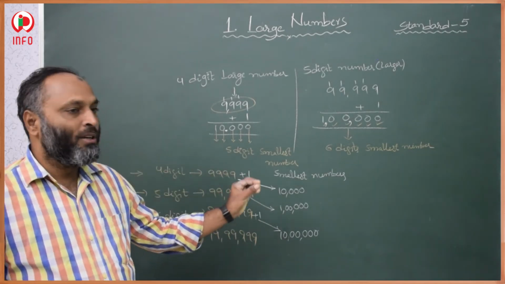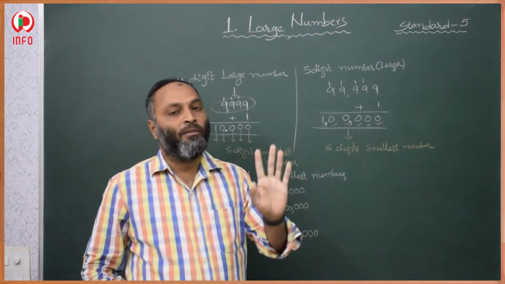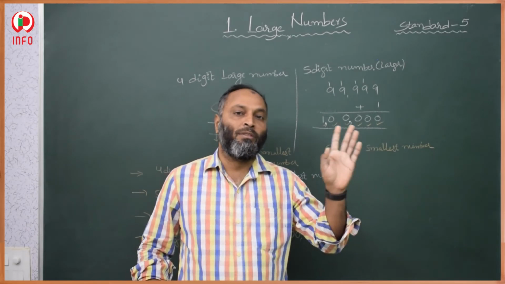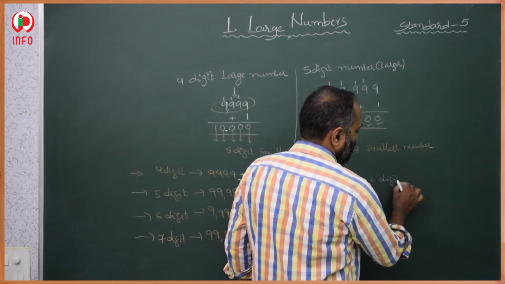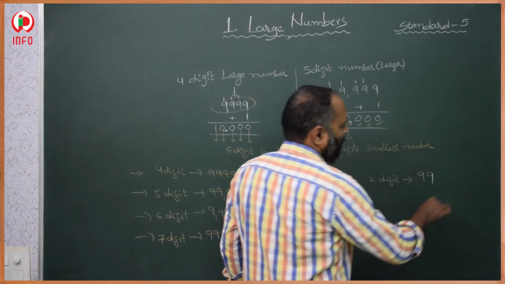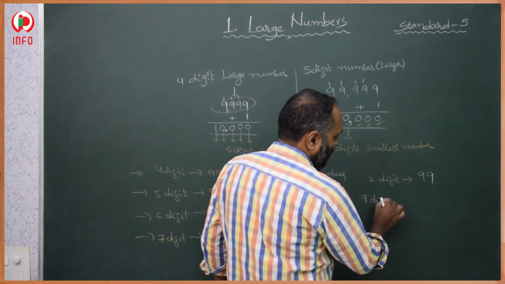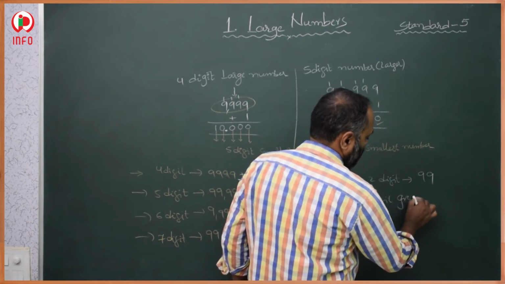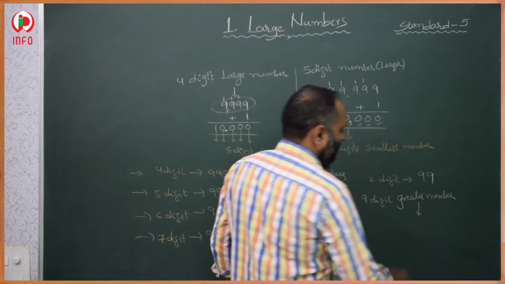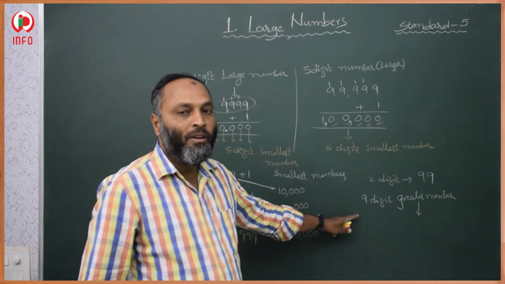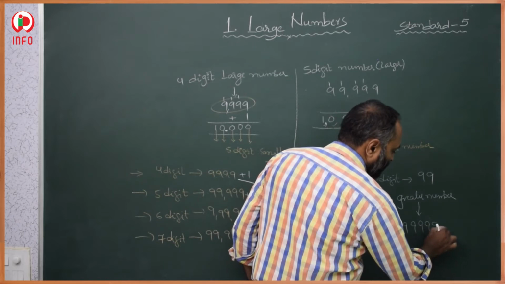So what about the smallest number, and what about the greatest number? This is the difference. For the greatest number, if I ask for the 2-digit greatest number, we have to take 2 nines. If I ask for the 9-digit greatest number, we have to take 9 nines: 1, 2, 3, 4, 5, 6, 7, 8, 9.